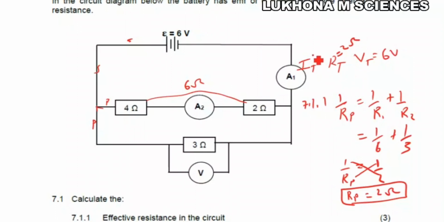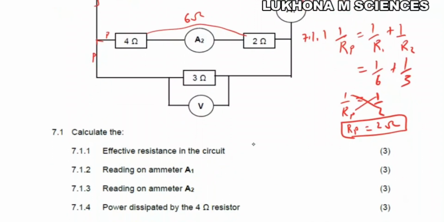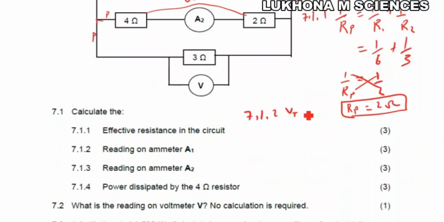Okay, the total resistance is 2 ohms. The following question says, the reading on A1, that is the total current. Question 7.1.2. The total voltage is what? The total voltage is 6 volts. Total resistance is 2. We are looking for the total current.